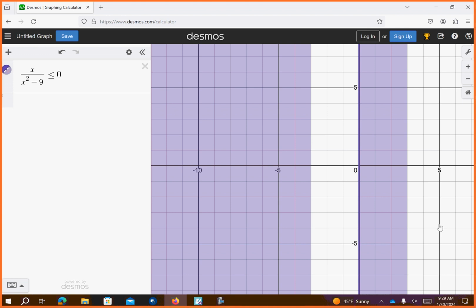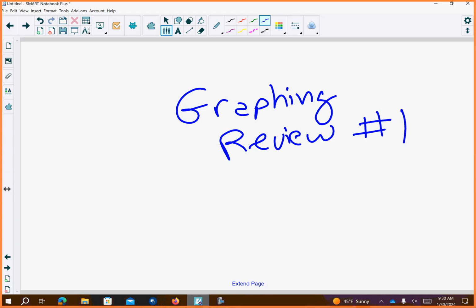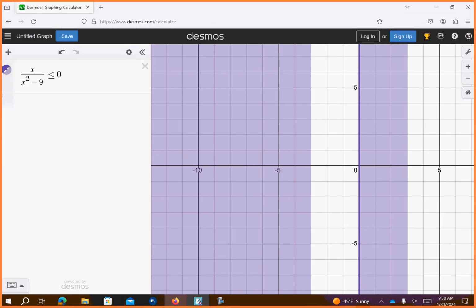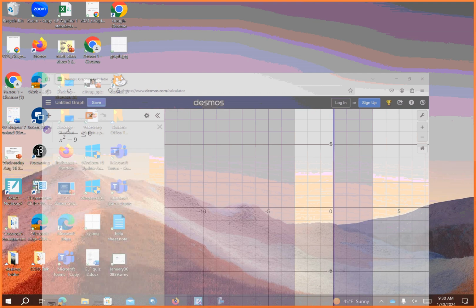Does that make sense? So Desmos does some good stuff that allows us to solve it. Again, we just have to utilize the knowledge we know. Okay? Yeah. So what would be our answer to that one? It would look like this. You have to write it as interval notation. So it'd go -infinity to -3, and then square bracket 0 to 3.